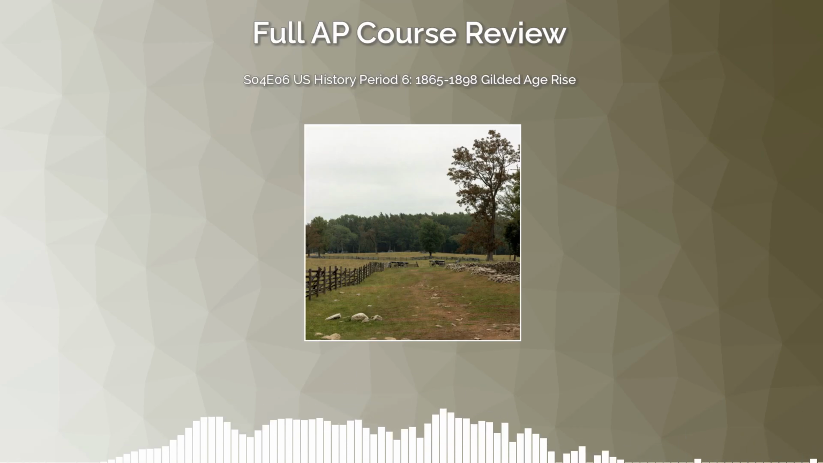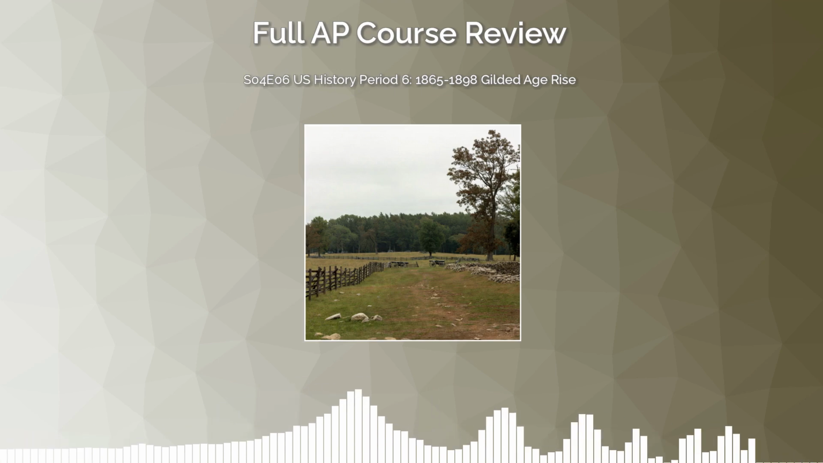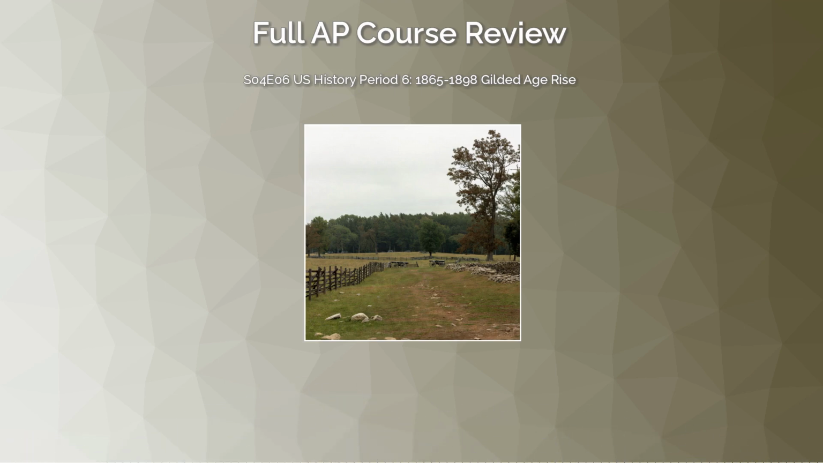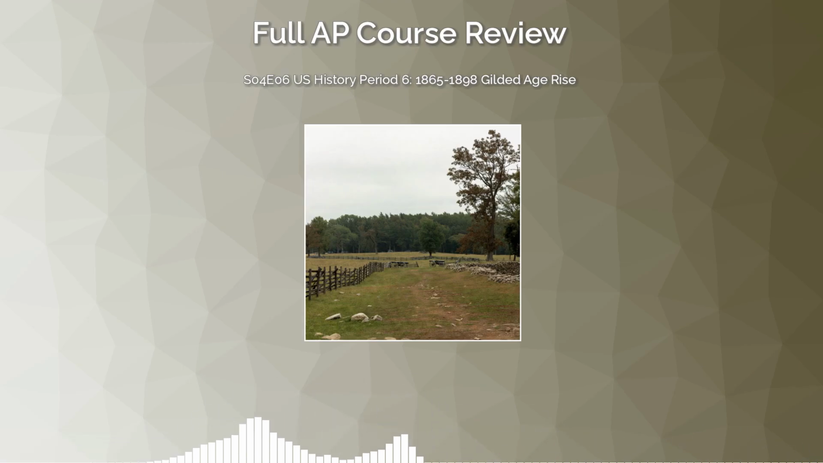Here's the key detail AP students miss. The federal government gave these companies land alongside the tracks in a checkerboard pattern, which the railroads then sold to settlers and businesses to fund construction. The railroads didn't just connect markets, they created markets where none had existed before.